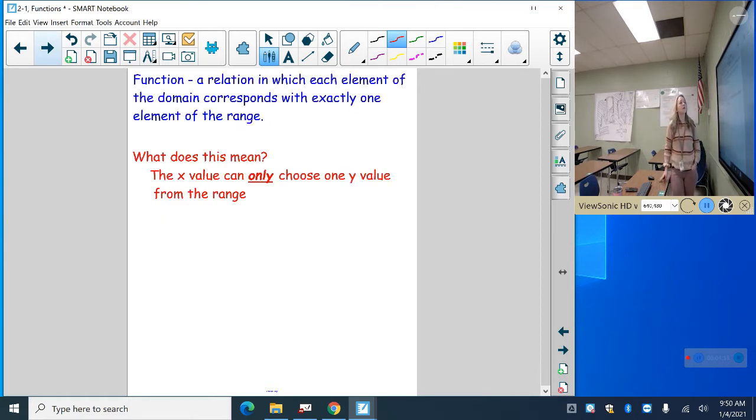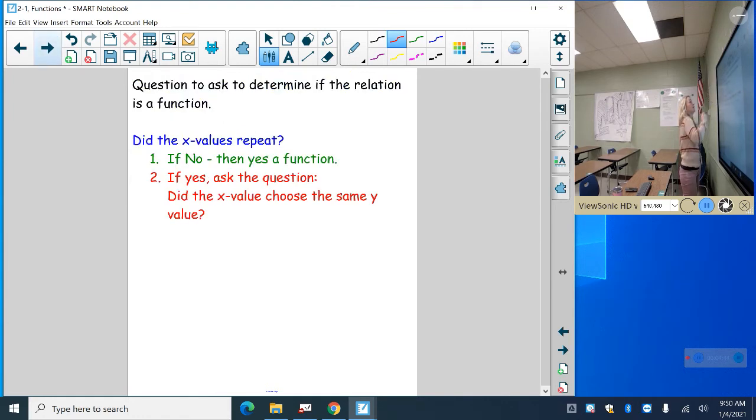Function: a relation in which an element of the domain corresponds with exactly one element of the range. What does this mean? The x value can only choose one y value from the range. So what we have to learn is we have a relation, okay? We have where x's and y's relate to each other. Now we have to decide if the relation is a function. And how do we know if it's a function? Well, every single x has only one y, okay? We don't care about the y's, we just want to make sure the x's are good.